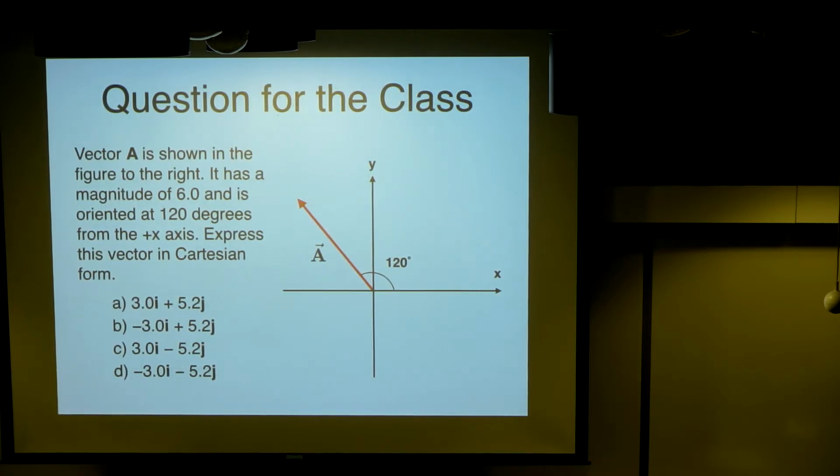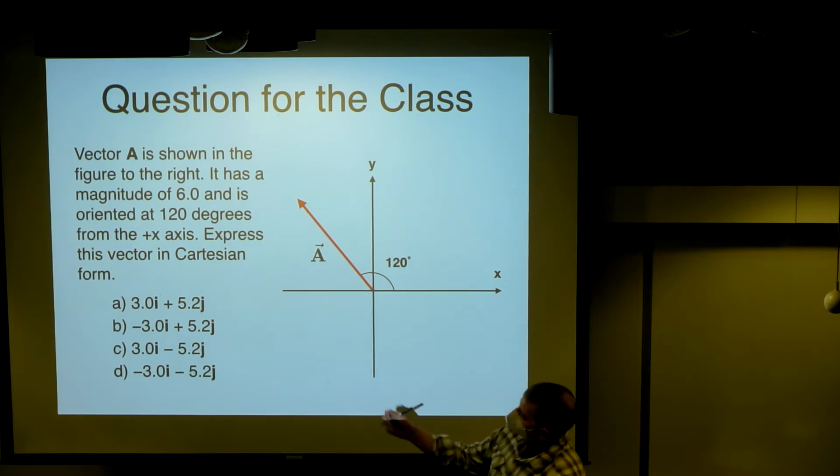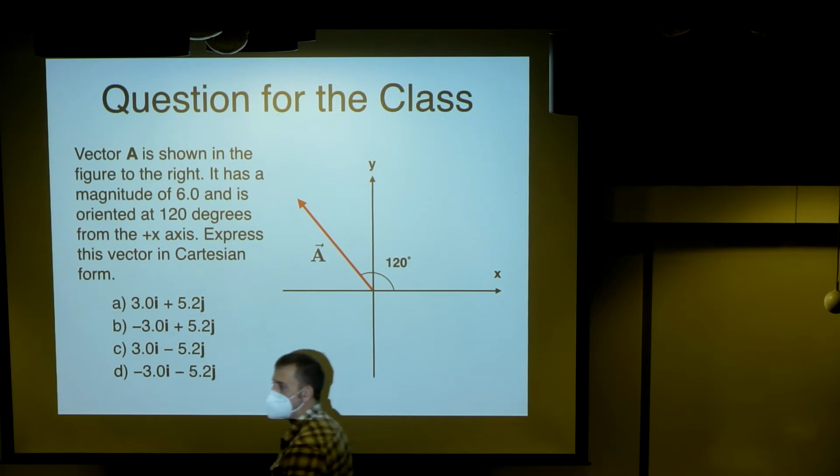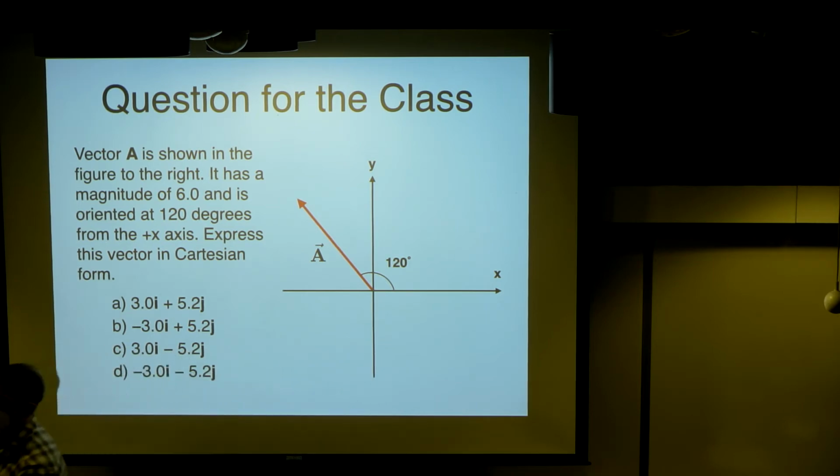Okay, so here's a vector. Vector A is shown on this figure to the right. It has a magnitude of 6 with no units. It's just a dimensionless magnitude, and it's oriented at 120 degrees from the x-axis. So express this in Cartesian form. Just a quick plug and chug based on the formulas we derived. So try it out, take a minute, see what you get.